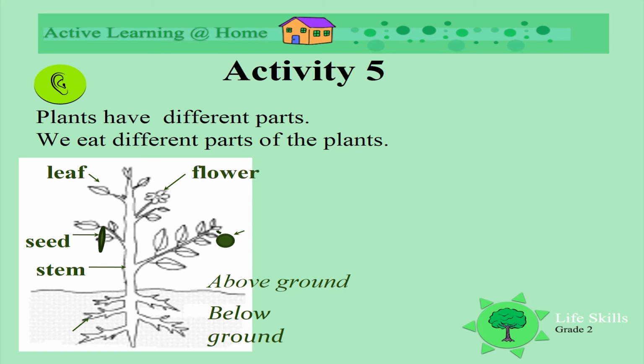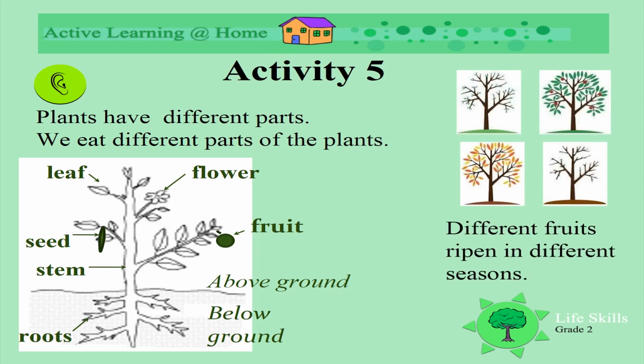Plants have flowers. We eat flowers. What about the cauliflowers that we eat? Those are a kind of flower. Then we eat the fruit. We eat lots of different kinds of fruit. All of these parts of the plants are above the ground. Do we eat anything that's below the ground? We eat the roots of some plants. What plants of roots can you think of? Maybe potatoes or beetroot? Those grow under the ground.